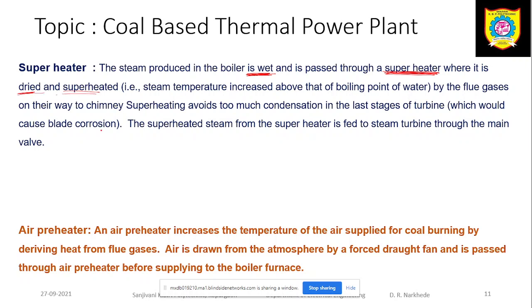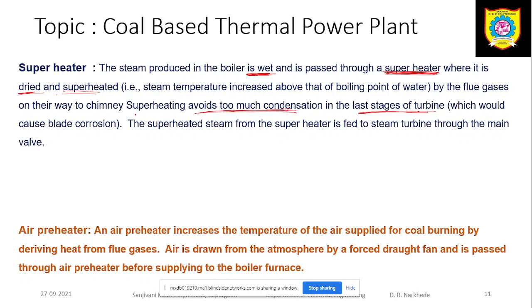All of you have eaten dry fruits. What is a dry fruit? When you remove the moisture from the fruit, it becomes a dry fruit. In a similar way, when you remove the moisture from the steam, it is superheated steam or dry steam. The steam temperature increases above the boiling point of water by the flue gases on their way to the chimney. Superheating avoids too much condensation in the last stage of the turbine.